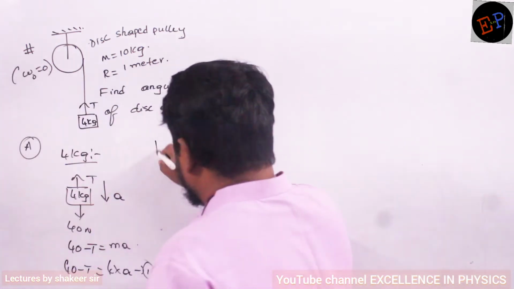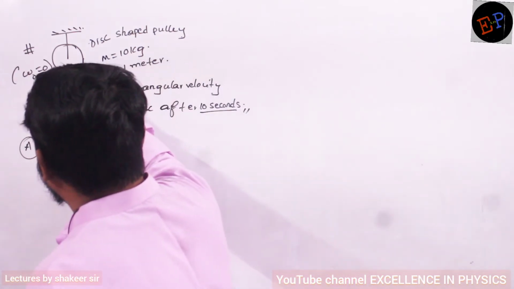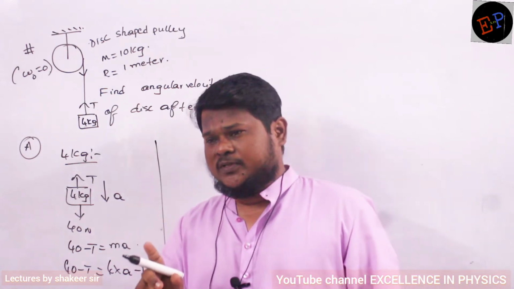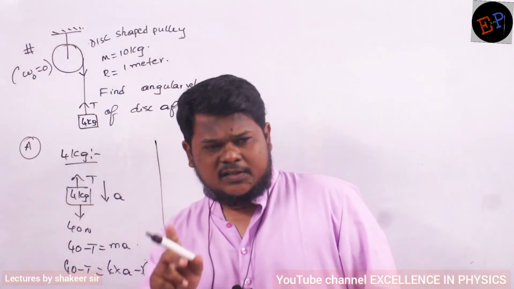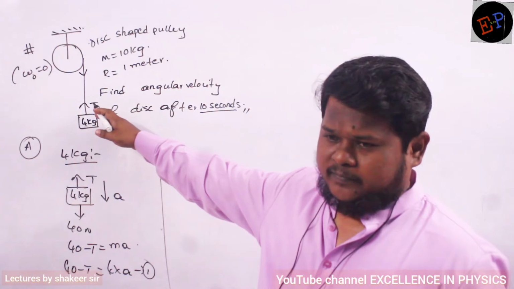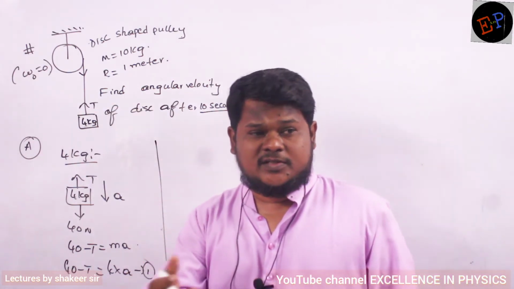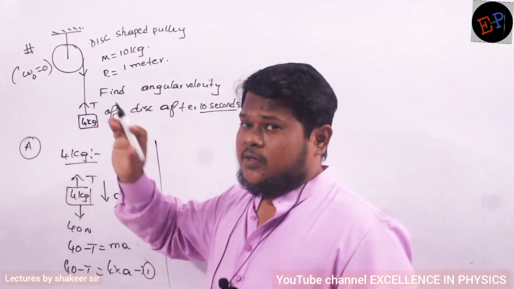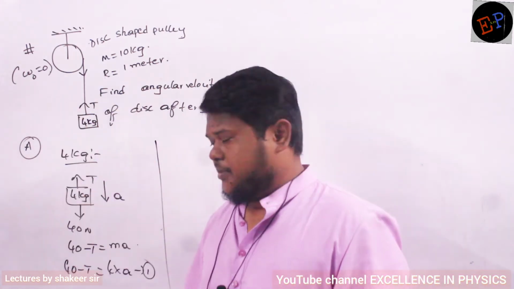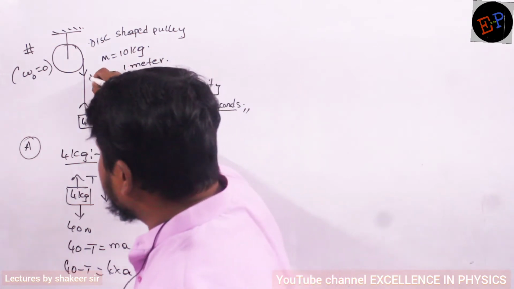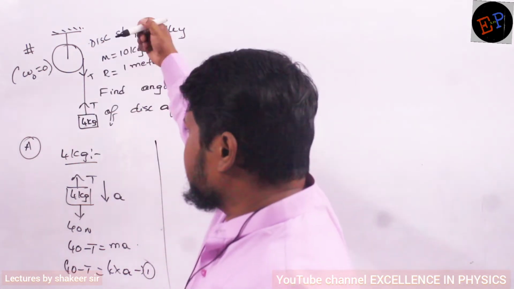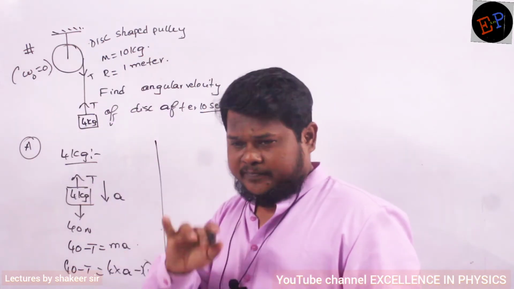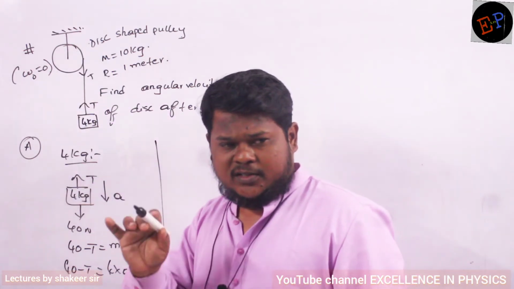Understood now? Now the same tension will be pulling this rope in downwards direction. Already we studied tension is always equal and opposite in a massless string. If you take mass of the string also, then it is a different condition. But we are not taking the mass of the rope or string. Okay. Now what will this tension do? This tension tries to pull the rope downwards, no? It means it is trying to accelerate the pulley. It is trying to give angular acceleration to the pulley.